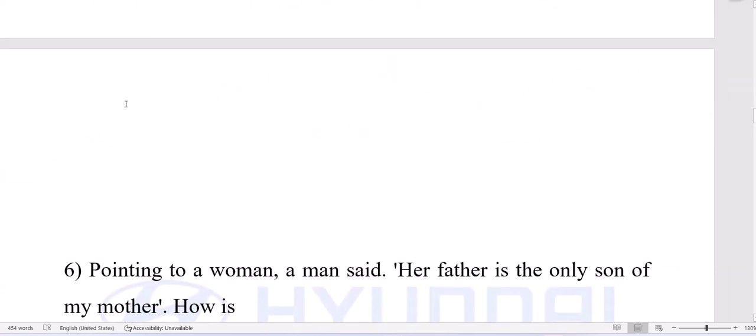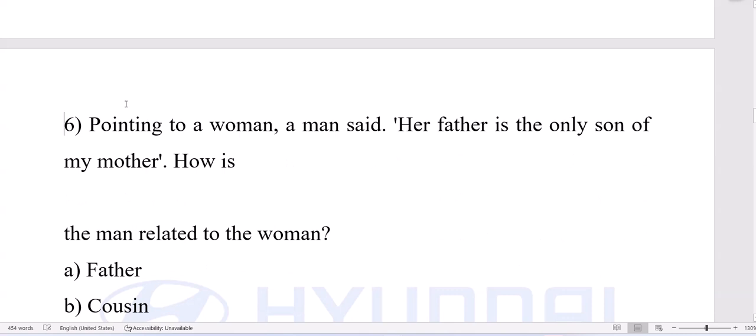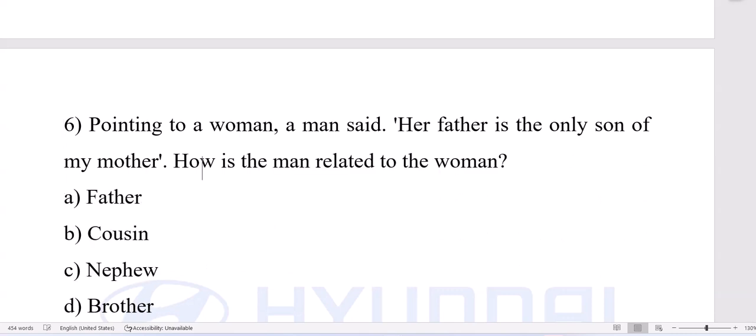So blood relation, we just mentioned that in the syllabus, and here is a question related to that. Pointing to a woman, a man said, "Her father is the only son of my father." Here, does her represent a woman or a man? The word her relates to a woman. Who said this statement? The man. So wherever my is there, we have to replace it with man. Now check this: woman's father is the only son of man's mother.